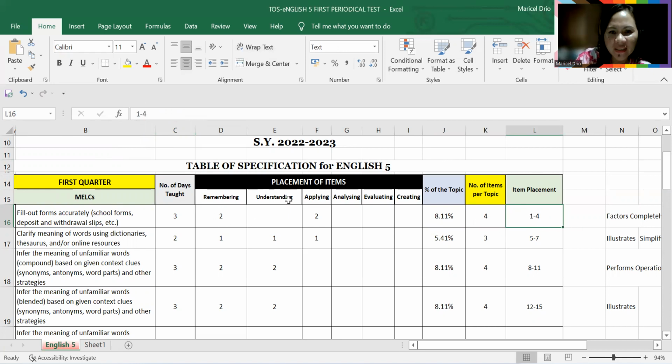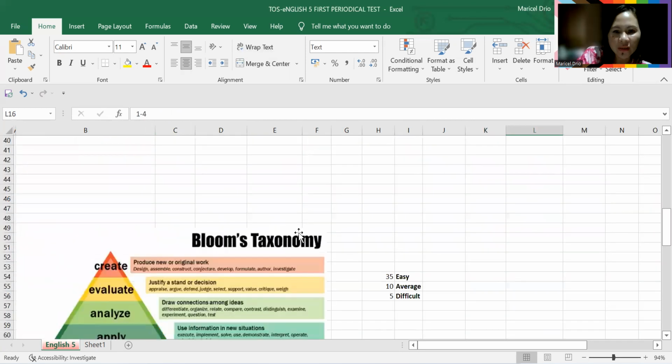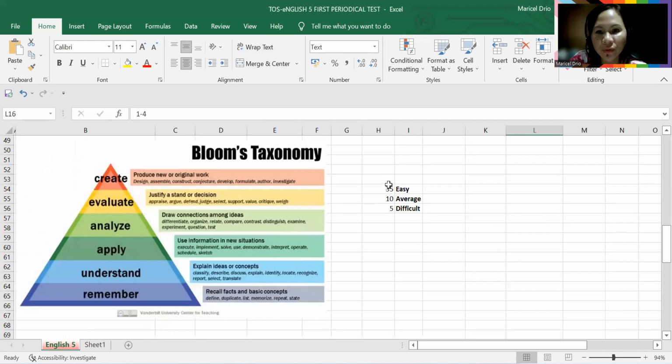So here, in the placement of items, all you have to do is consider Bloom's taxonomy. Of course, you have to plan the easy, average, and difficult questions. For the easy ones, it's 70% of the total number of items, so you will have 35 items. And then the average should be 20% of the total number of items, so it's 10. And the difficult is 10% of it, so we have 5 items, difficult questions.